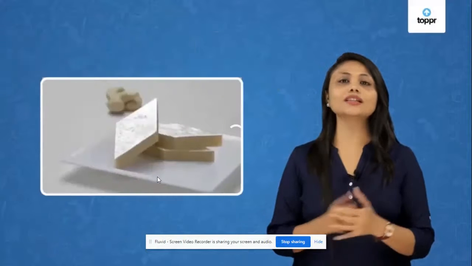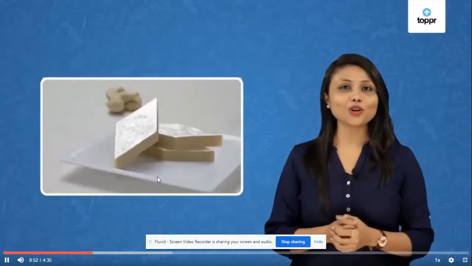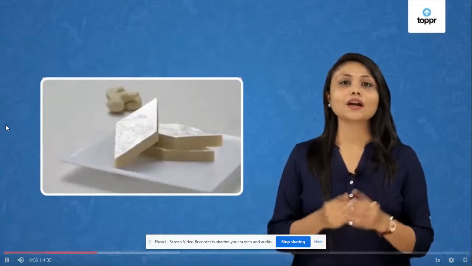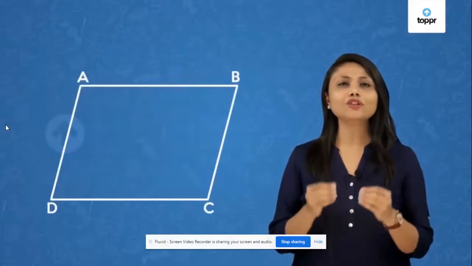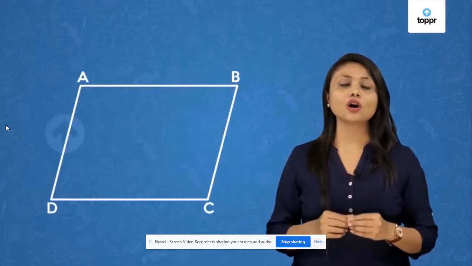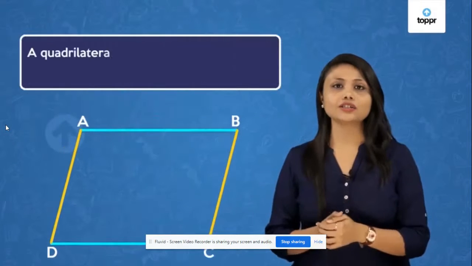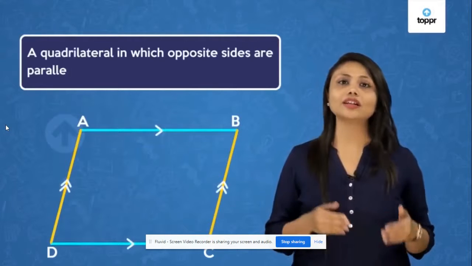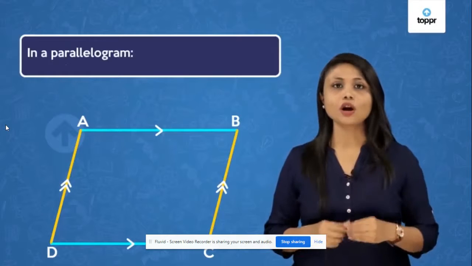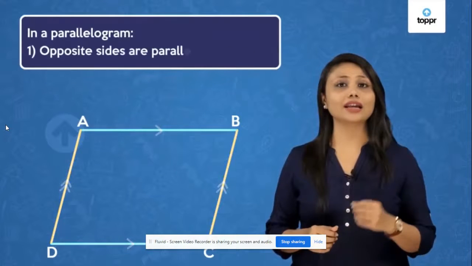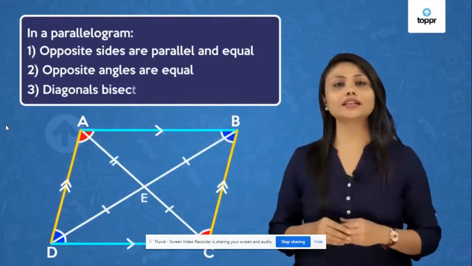Let's look at this image. Dessert. Which one is your favorite? This sweet is in the shape of a quadrilateral, but there's something more to it. Carefully observe the opposite sides. Opposite sides are parallel and equal. A quadrilateral in which opposite sides are parallel and equal is called a parallelogram. In a parallelogram, opposite sides are parallel and equal, opposite angles are equal, and diagonals bisect each other.